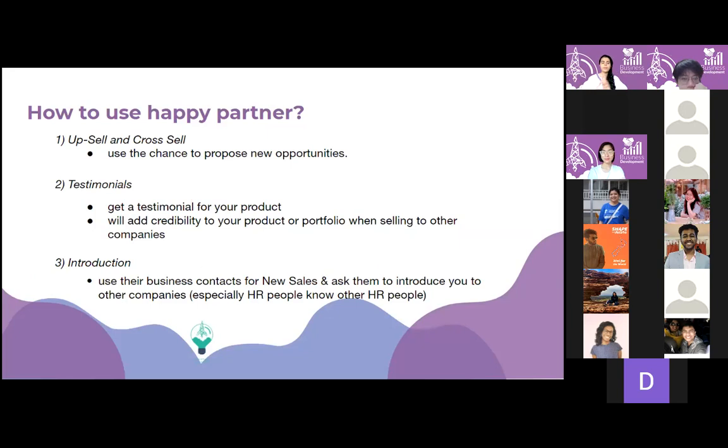Before we move further, how to use a happy partner. Now you've delivered a kick-ass engagement, you've made the partner happy. How do you use this happy partner? Number one is upsell and cross-sell. Propose new opportunities, have more conversations with them, understand if there are some upcoming things, upcoming brand launches, upcoming sustainability theme launches that you can engage with. And also make sure that you're taking testimonials.